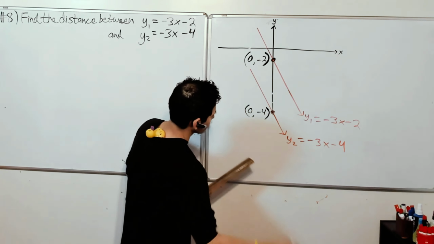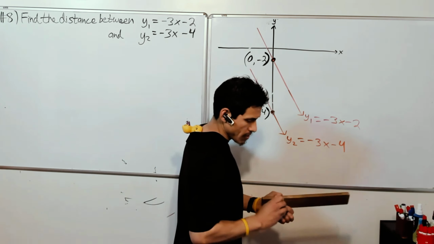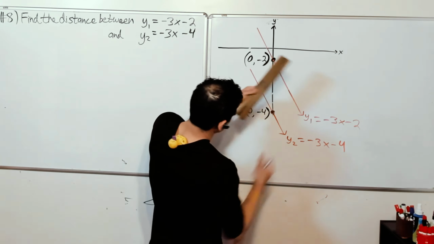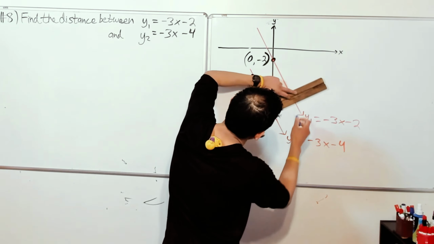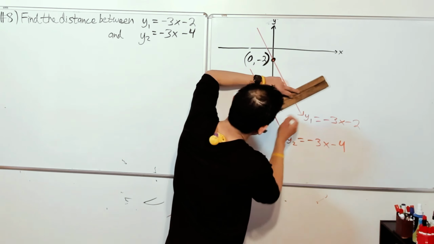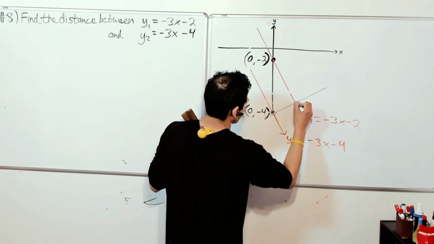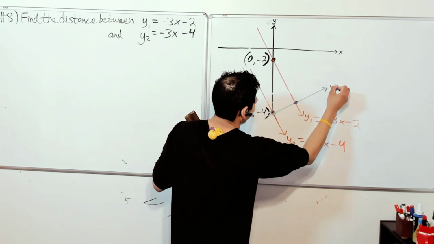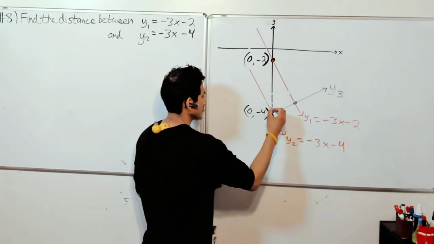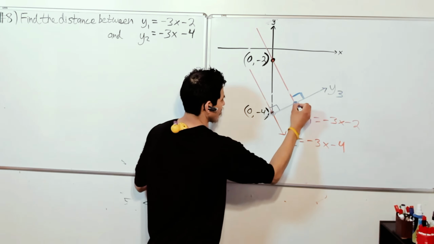So let's just go with this guy over here. Let's choose a different color. Let's pick blue. I'm going to make a perpendicular line going through there. The third line, y3. I'm going to call this guy y3. Now y3 is perpendicular to y2, and of course it's going to be perpendicular to y1 because they both have the same slope.